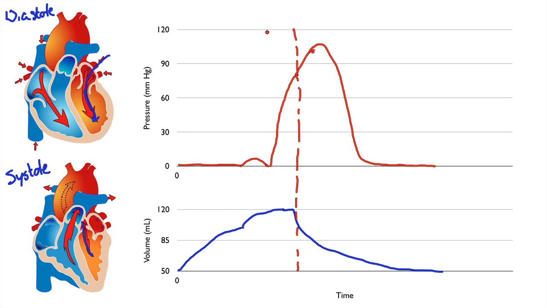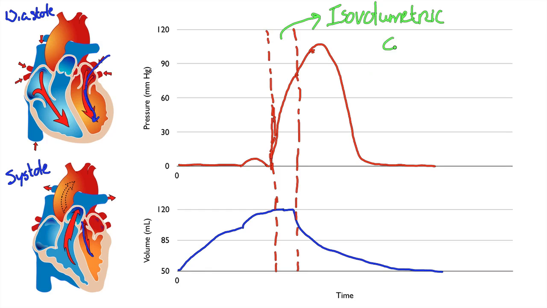Now, this time period between where the ventricle contracts but the blood does not get ejected, and this point, we call this, let me do that in a different color, we call this isovolumetric contraction. Why do we call it isovolumetric contraction? Iso refers to the fact that it's the same. Volumetric refers to volume, so the volume stays the same. Contraction, because the ventricle is actually contracting, even though the volume is staying the same.